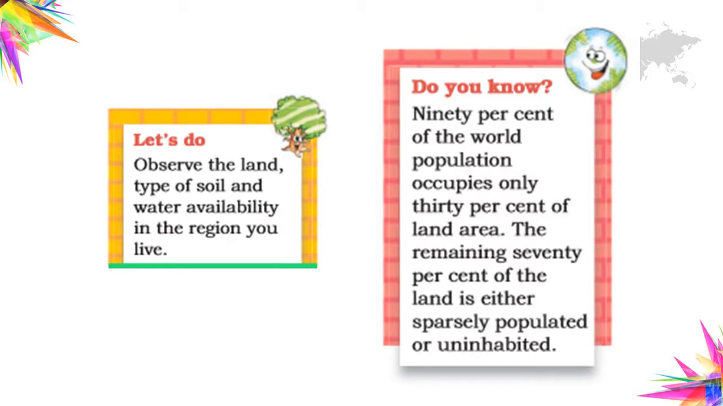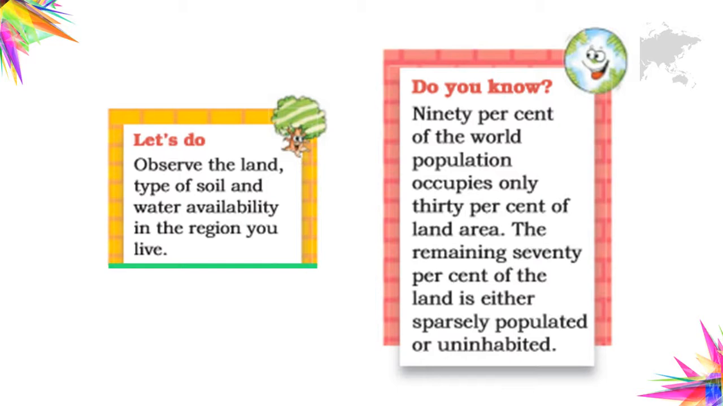Before we start the chapter, let us go with an activity. Children, you have to observe the land, the type of soil and the water availability in the region, and you should write it in detail on a piece of paper and send a pic to my WhatsApp number. Okay. Children, do you know one fact?